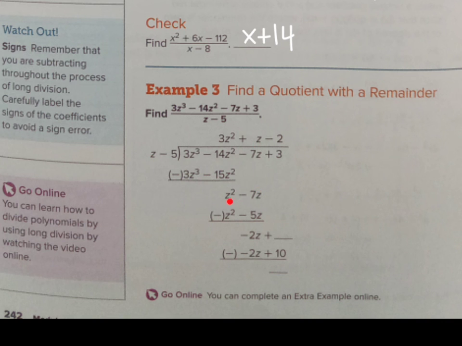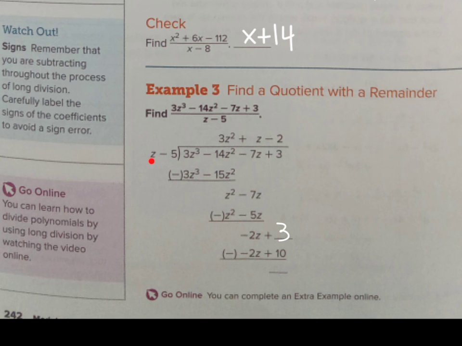What times z gives you z squared? That'd be a positive z. Now we multiply. Z times z, z squared. Z times -5, -5z. Z squared minus z squared is 0. -7z minus a -5z, again be careful, is -2z, and now we bring down the 3. And we're two more steps away.